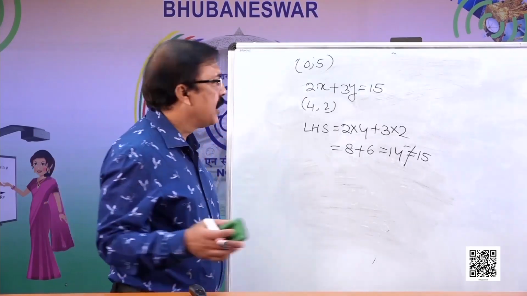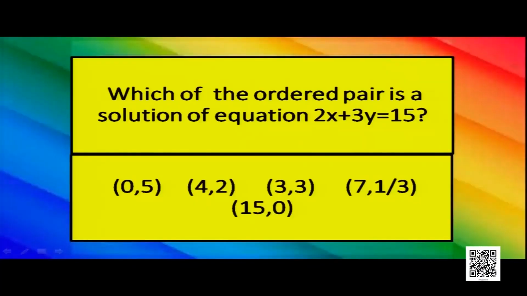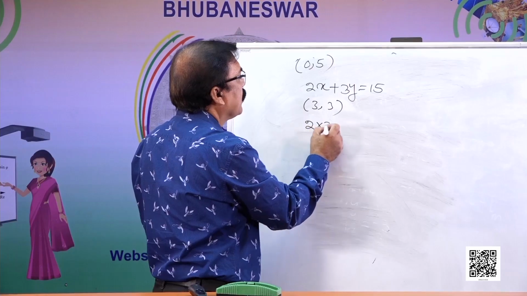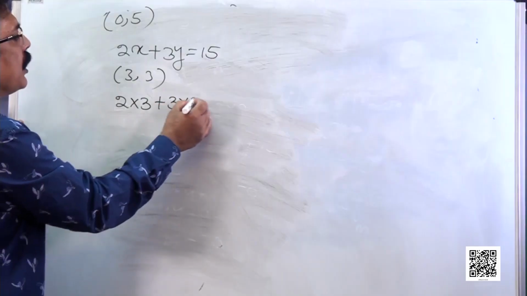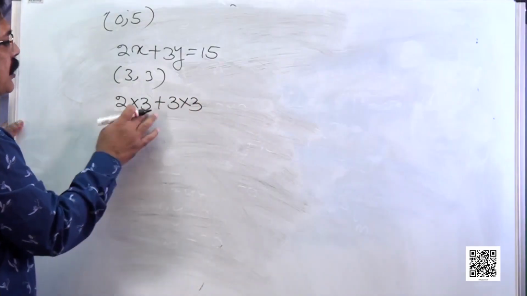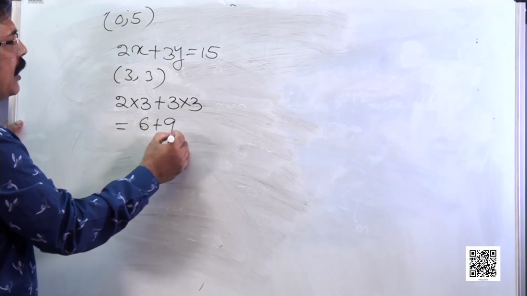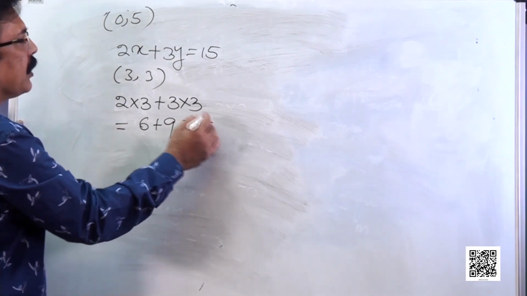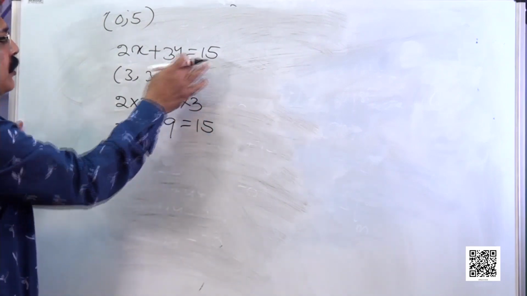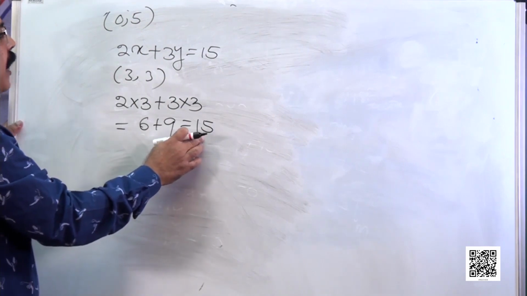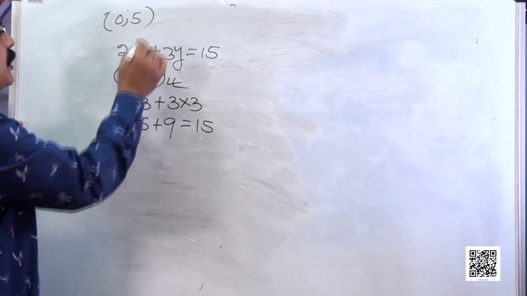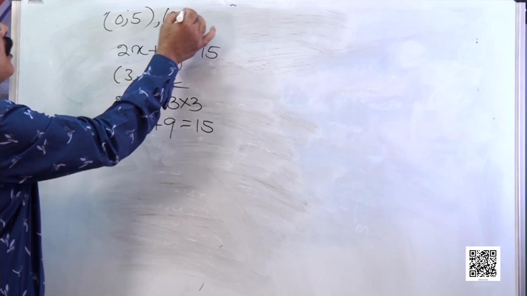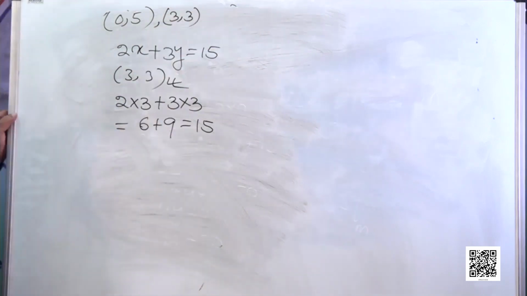Then try with 3, 3. So 2 into 3 plus 3 into 3 gives 6 plus 9, which is 15. In the right side we have 15. So this is satisfied. So 3, 3 is a solution of this given equation.